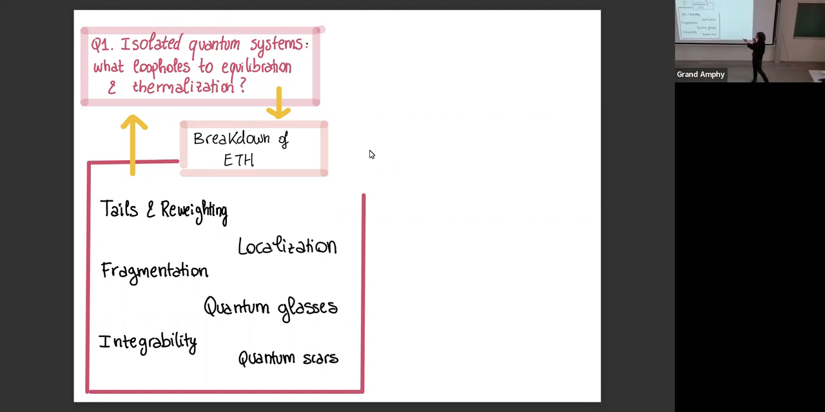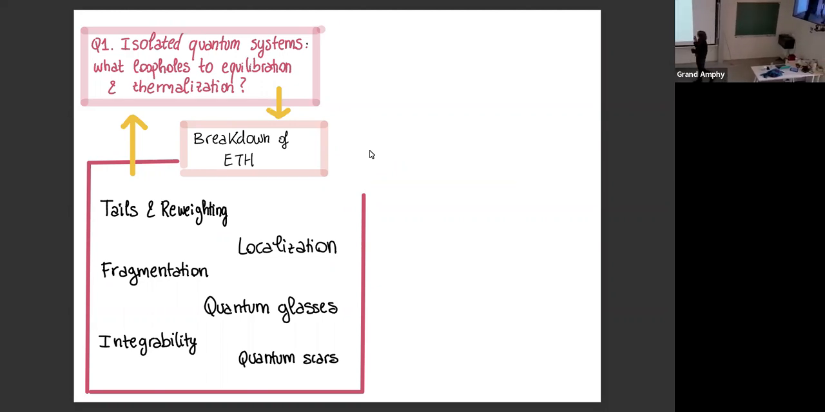As you see, there has been a lot of work, in particular in recent years, on figuring out what are possible mechanisms that produce such a breakdown of eigenstate thermalization. And these are just some keywords that I would like to touch upon in the following two hours. And this will be the first part.